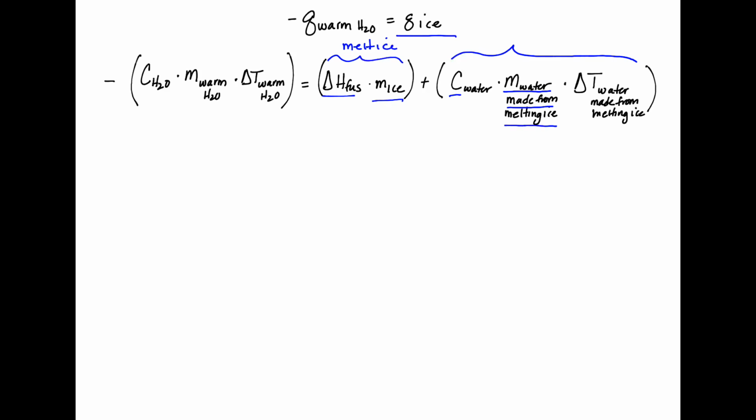The mass of water made from melting ice is equal to the mass of ice. If that doesn't seem obvious, if you melt 10 grams of ice, you get 10 grams of water. So the water made from melting ice is equal to the mass of the ice. And then we also need to know the temperature change of that water that was made from melting the ice. And when we put that information together, we get the energy to warm the water made from ice, from melting the ice.